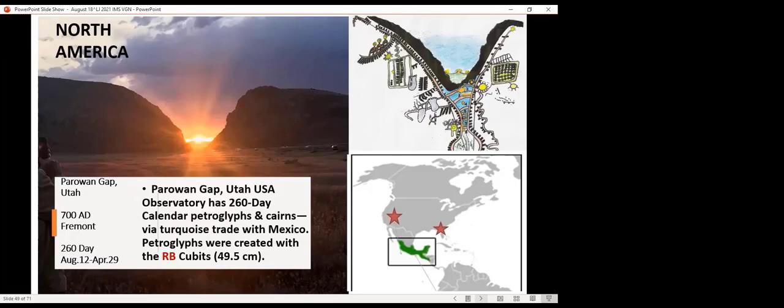Petroglyphs were made with the Babylonian cubit. And 700 AD, from Fremont beginning, and the 260-day August 12th, April 29th is dated as well. The upper right shows a large petroglyph panel overlaid in the gap window, and its composition records the full calendar system according to our analysis.